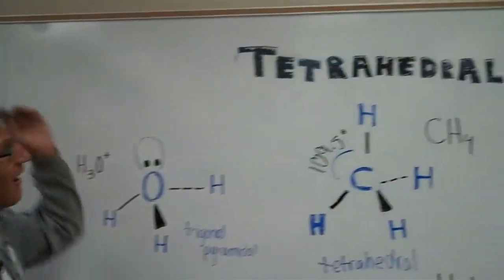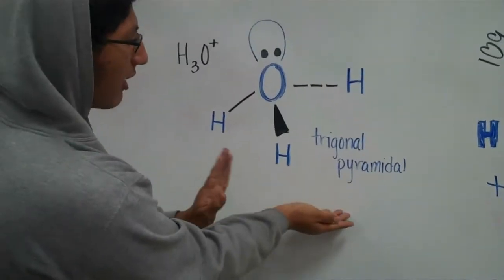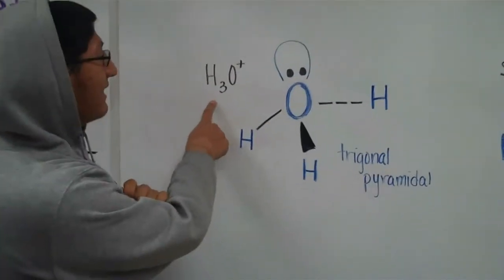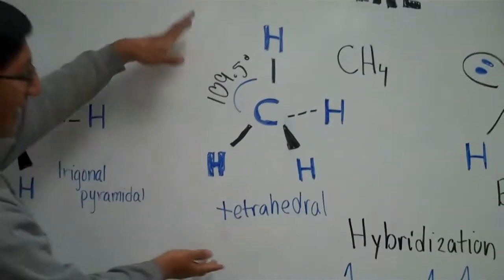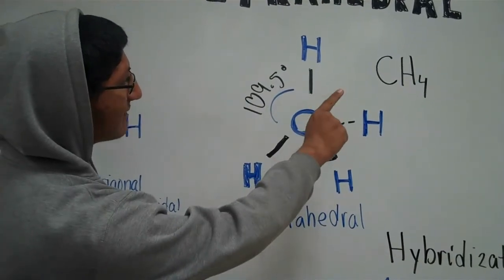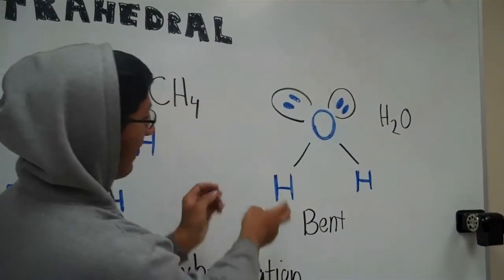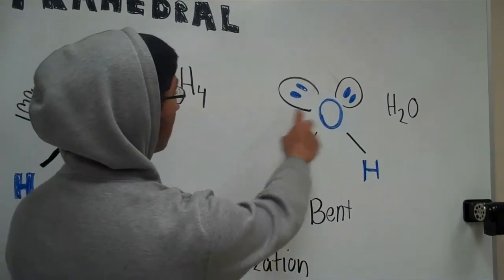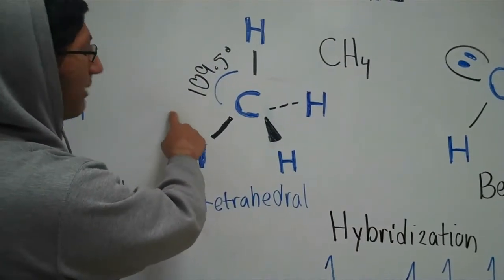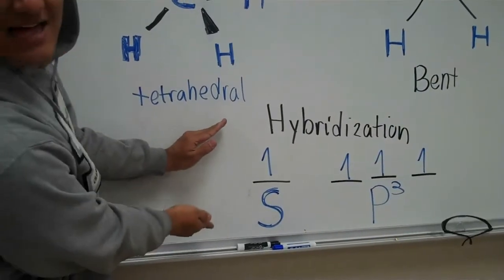Holla! Our next molecular shape is tetrahedral. Our first one is trigonal pyramidal. It has three bonds and one lone pair. An example for that is H3O+. Our next one is the original tetrahedral. It has four bonds, and an example for that is CH4. Our last one is bent, and it has two bonds and two lone pairs. An example for that is H2O. All of them have 109.5-degree angles. Its hybridization is sp3, which means it has four upspins.